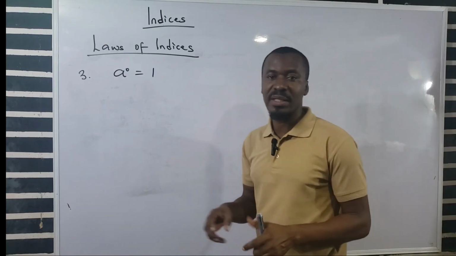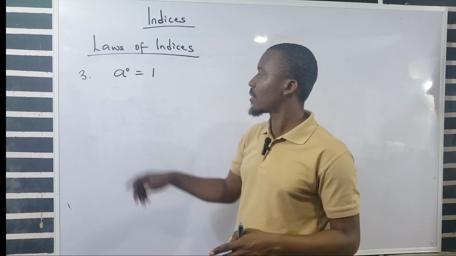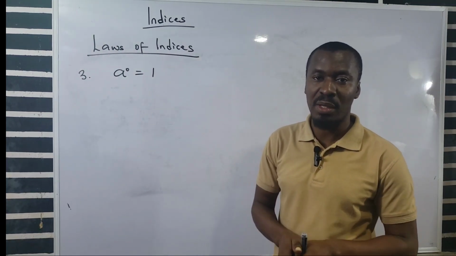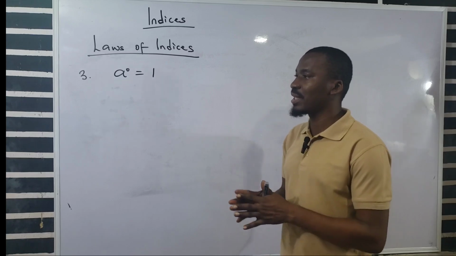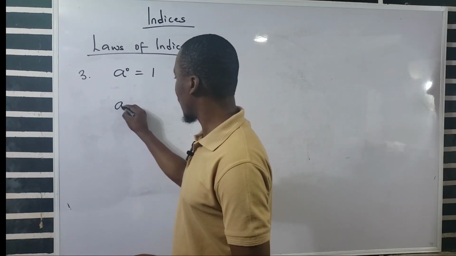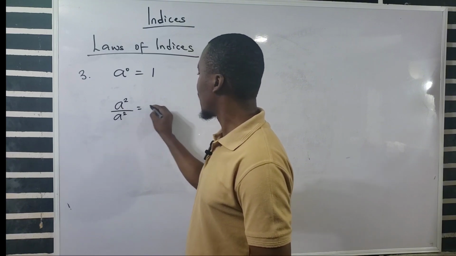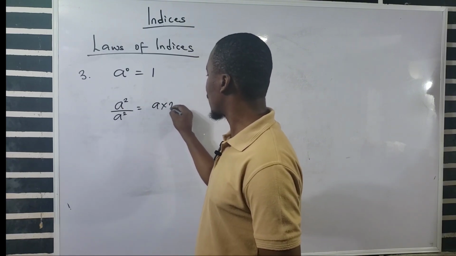So the next one is that if we have a number here at our base raised to power 0, it will give us 1. Okay. Now we can use the third law to verify this. What do I mean by that? We can have 2 raised power 2 divided by 2 raised power 2.